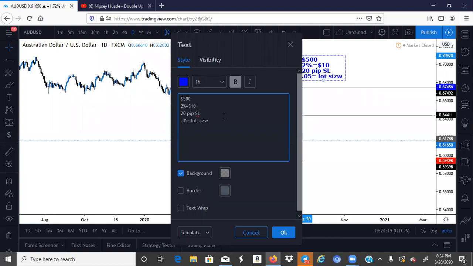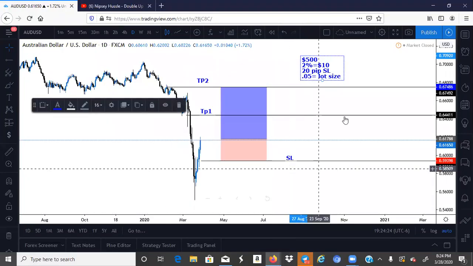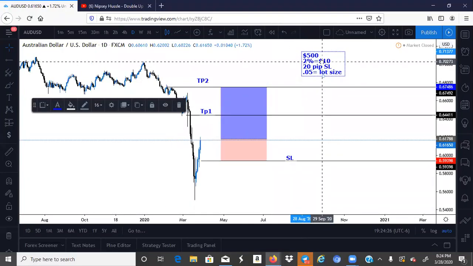So this is your lot size. Let's just say this is your trading plan. This is what you're doing, right? This is gonna answer Thais's question.